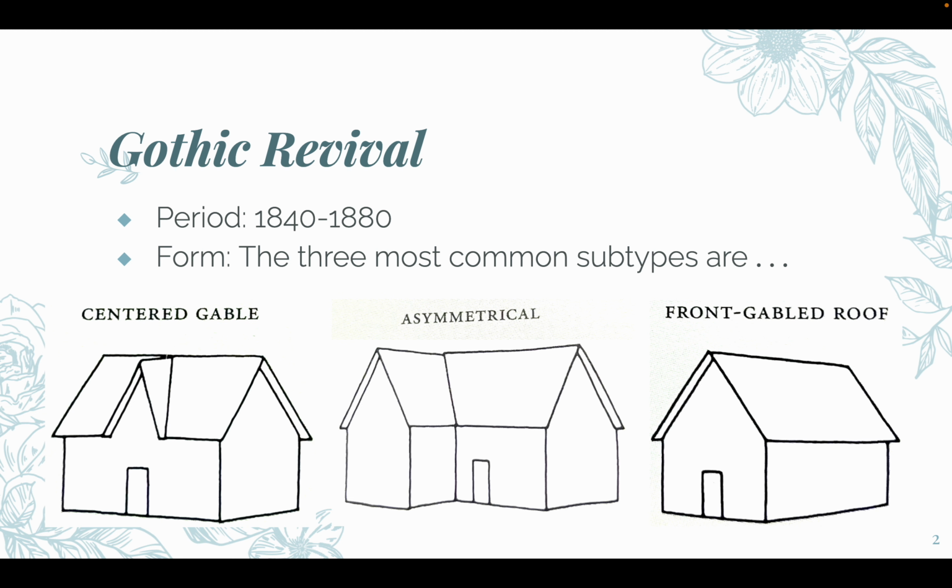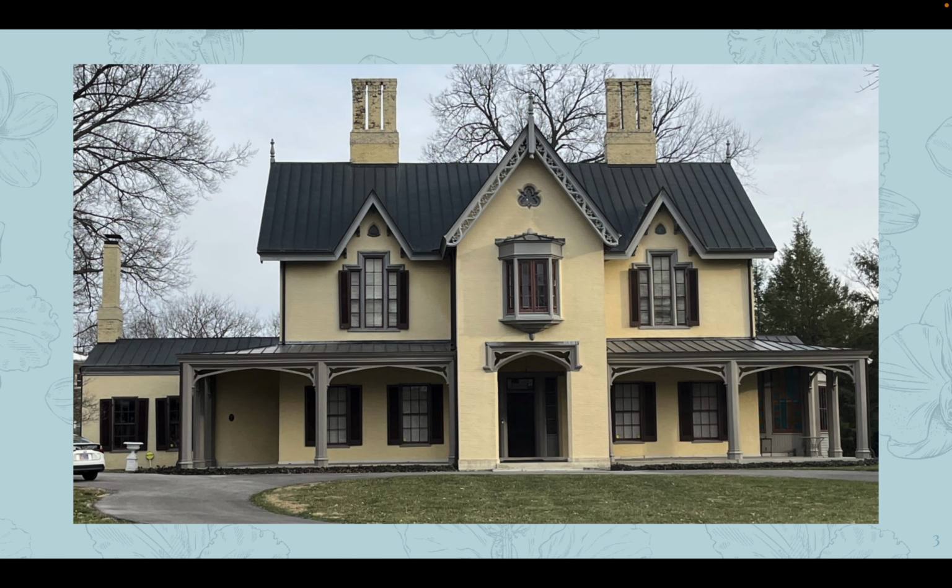Form and plan. There are quite a few subtypes in Gothic architecture, but the most common are the centered gable, asymmetrical, front gabled roof, and paired gable roof forms. In this presentation, I'll be focusing on Elley Villa, pictured here. I saw the building on a walk with a friend on East Maxwell Street. Elley Villa is an example of the centered gable form of Gothic architecture.